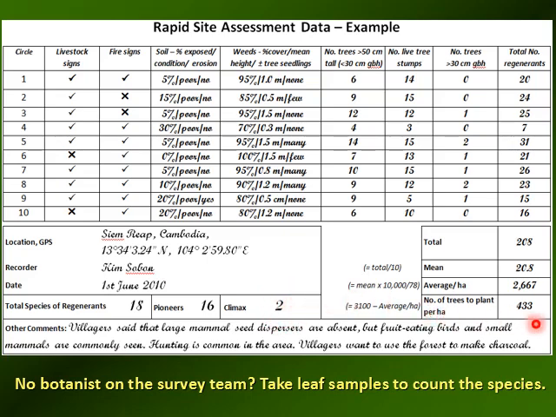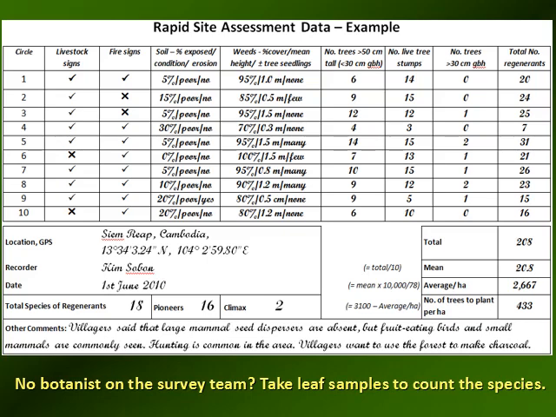We've got 12 species to plant. We need to plant 433 trees per hectare, and therefore if you take 433 divided by 12, it gives you the number of trees of each species that you should plant in the area.